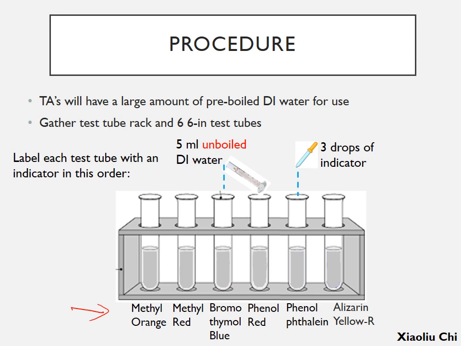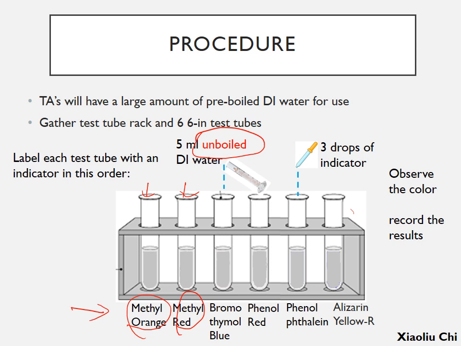In the first tube you add methyl orange as you labeled, in the second you add methyl red, and in the third bromothymol blue. Each time you add indicator, you need to observe the color change and then record the results. So these are the results for unboiled DI water.